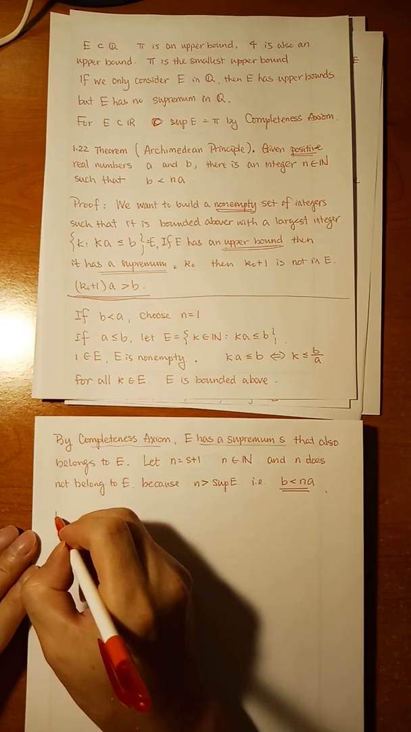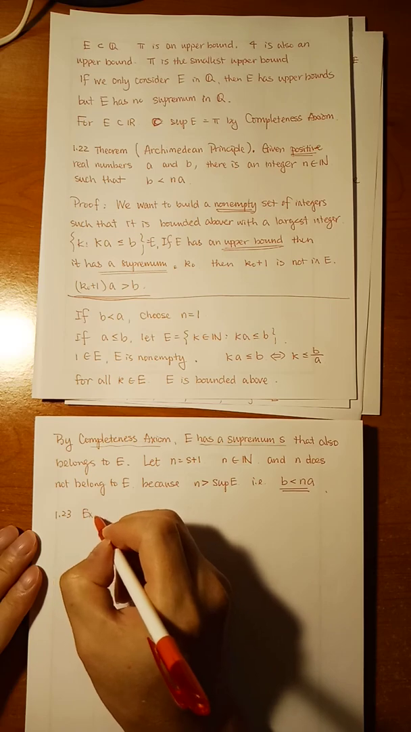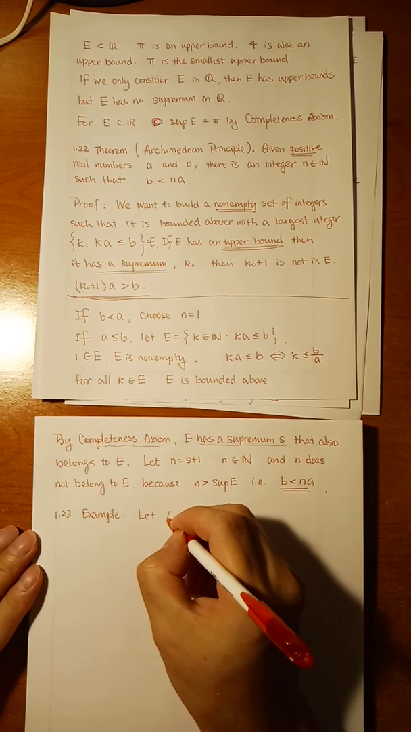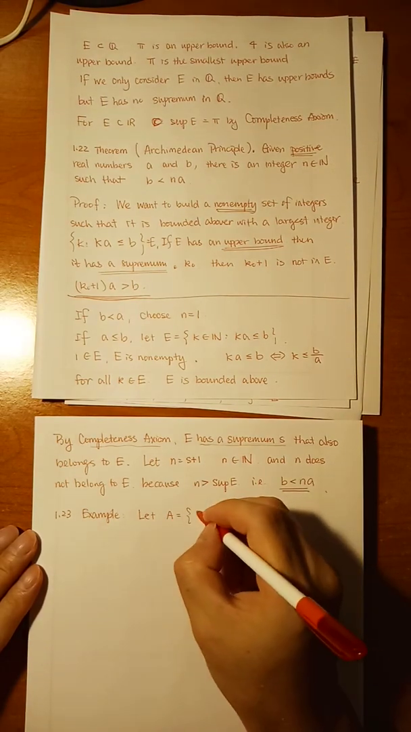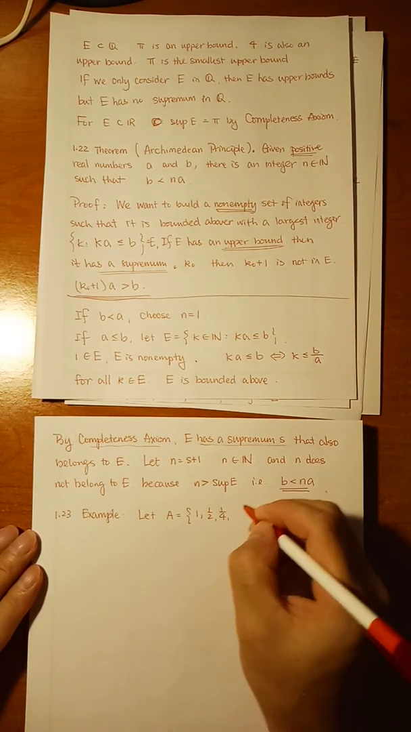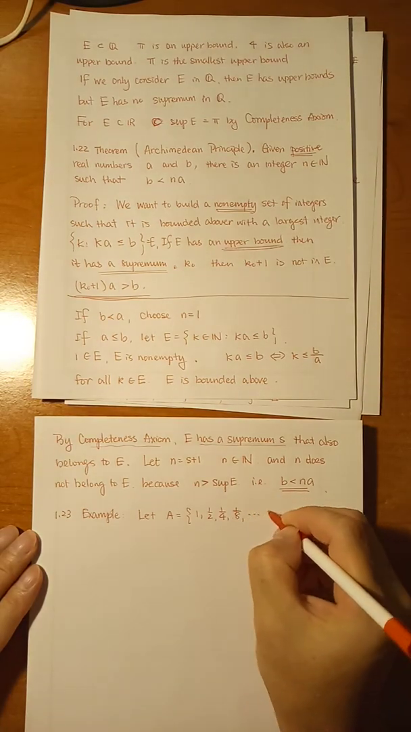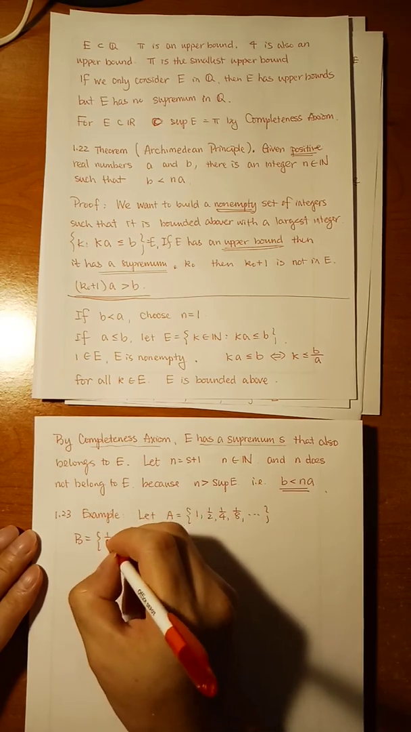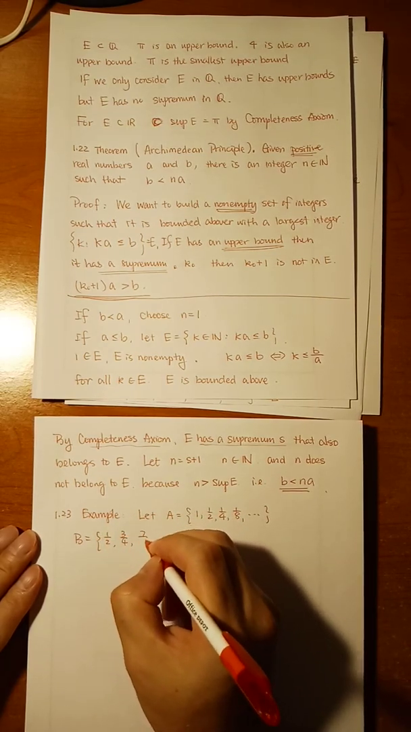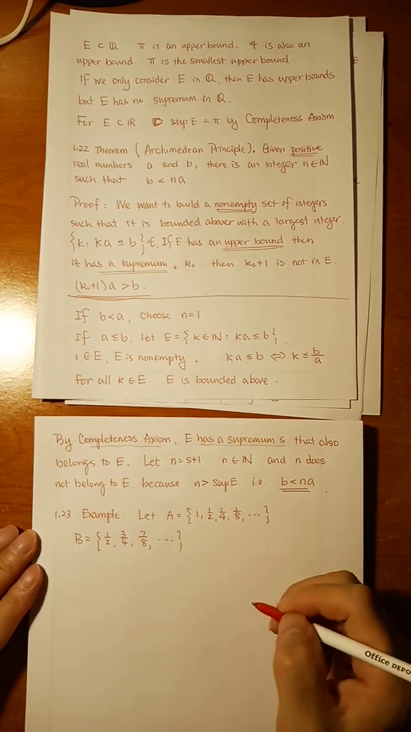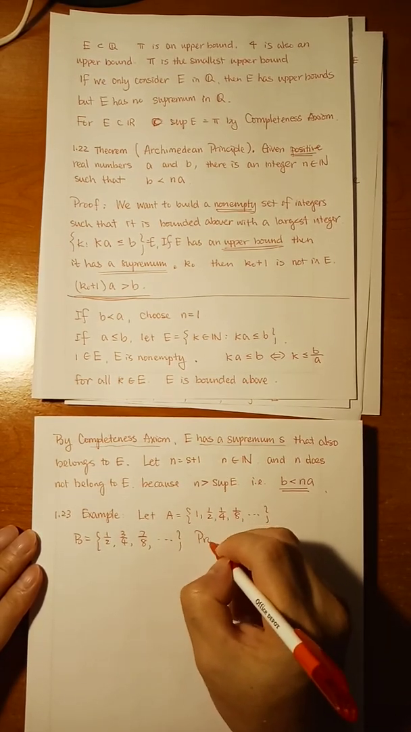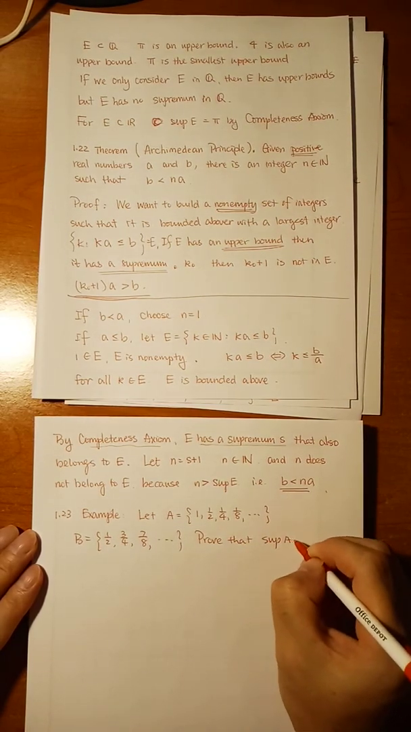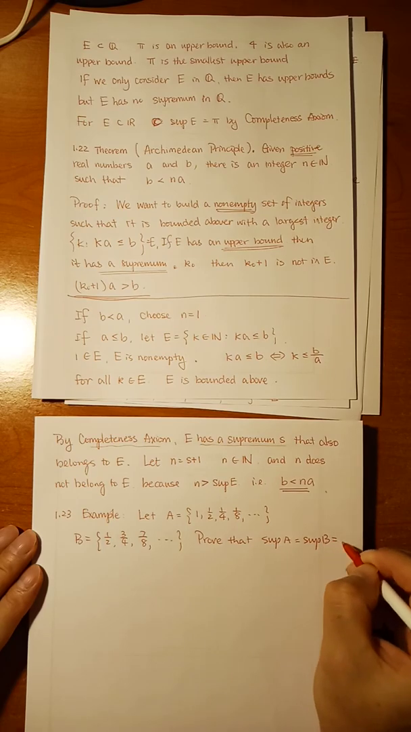And now let's see the examples. We will have two short examples to finish this video. Okay, so let A be the set 1/2, 1/4, 1/8, and so on, and B be the set 1/2, 3/4, 7/8, and so on. Prove that the supremum of A is equal to the supremum of B is equal to 1.